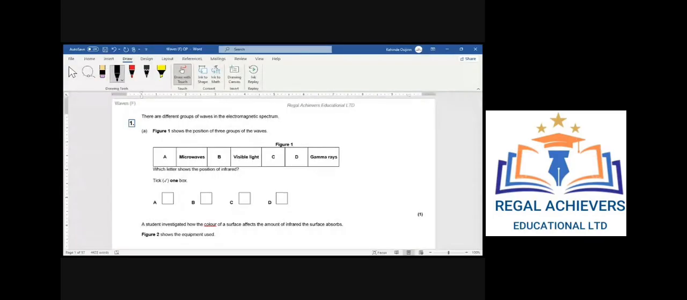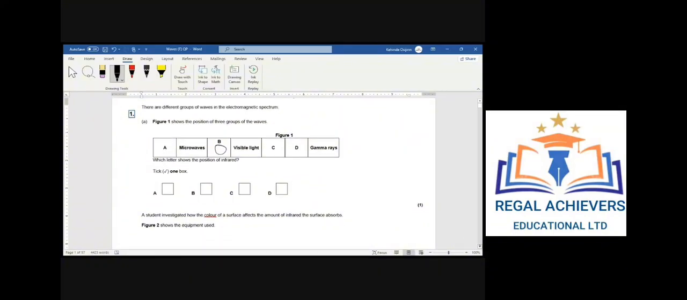The first question says that there are different groups of waves in the electromagnetic spectrum. Figure 1 shows the position of 3 groups of the waves. Which letter shows the position of infrared? If you take a look at the material we just reviewed, I showed you the pattern that it follows. So the position that shows infrared is going to be B, because after the microwaves, you have your infrared rays, then after that, you have your visible light.